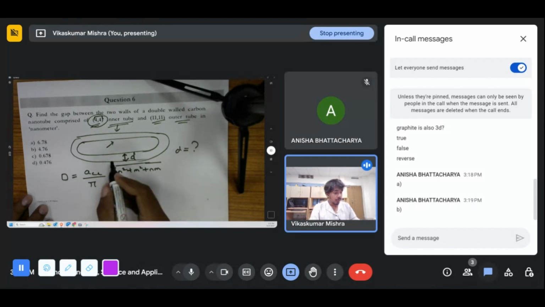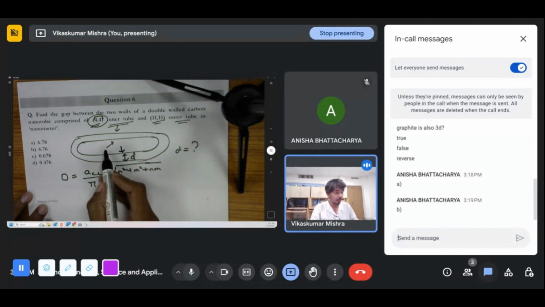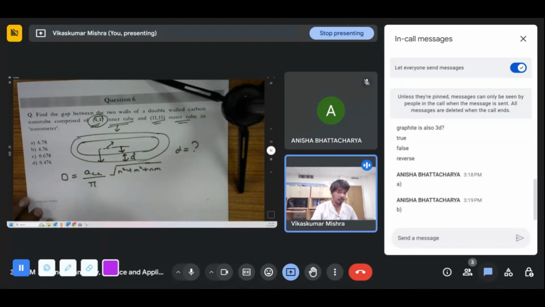Now we can find the diameter of the internal one. With the diameter, we can find the radius also. Using the same formula, we can find the radius of the outer one too. Once we get these two things, we subtract them and we get the answer. So let's do it. What is a_CC? Subscript C and C, it's the carbon-carbon bond length, which we know is 1.42 angstrom.